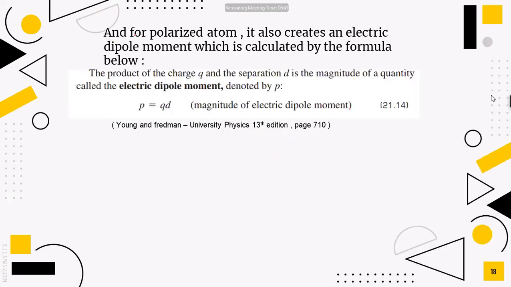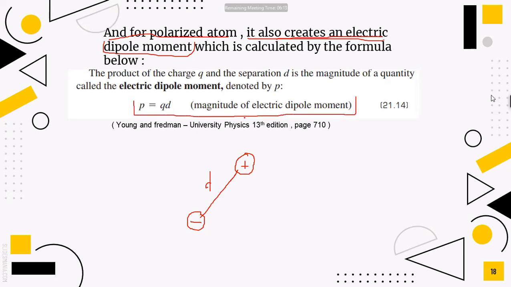And the polarized atom also creates an electric dipole moment. It looks like this. For example, we have a positive charge and a negative charge, and these two charges form a dipole. Suppose the separation between the two charges is d. Then we have this quantity called the magnitude of the electric dipole moment, and p equals q multiplied by d.